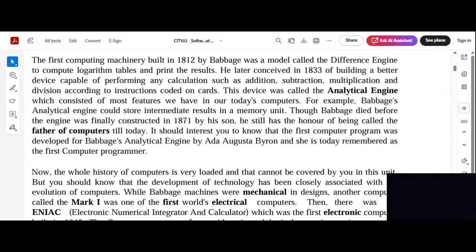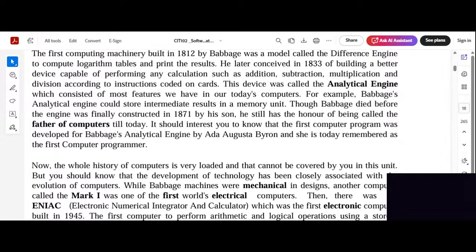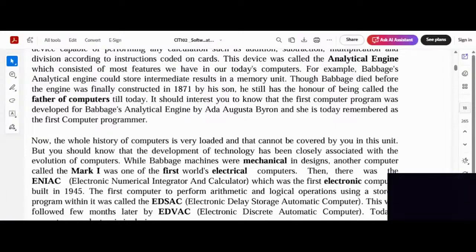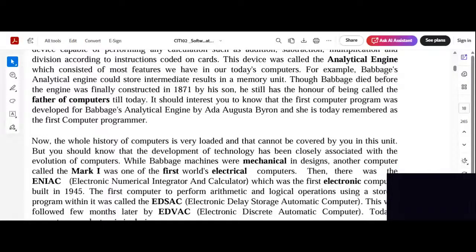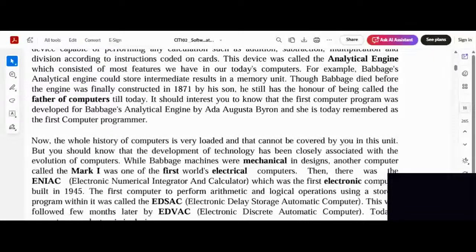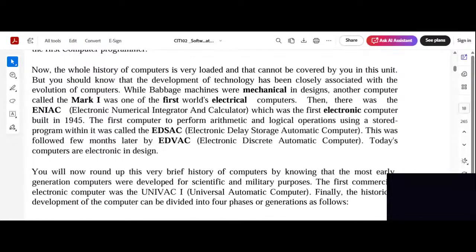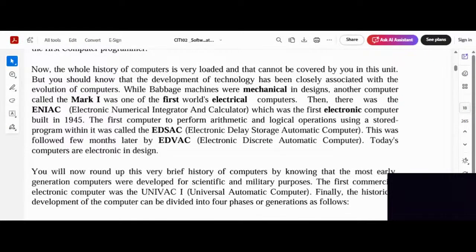It should interest you to know that the first computer program was developed for Babbage's Analytical Engine by Ada Augusta Byron, and she is today remembered as the first computer programmer. Babbage is the father of computers. Ada Augusta Byron is the first computer programmer, and the person is a female. Now, the whole history of computers is very loaded. That cannot be covered by you in this unit.